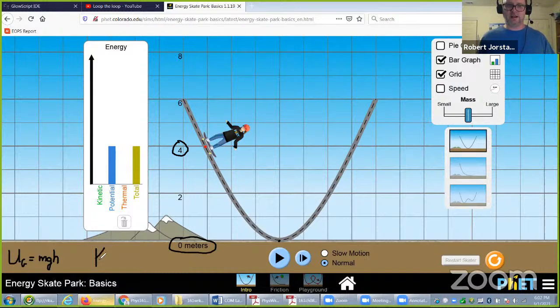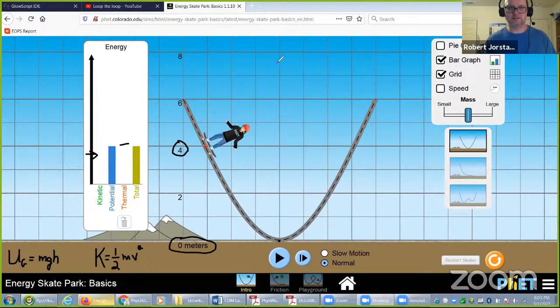If you recall, kinetic energy, does anybody remember that equation? What was that equation? 1/2 mv squared. Yeah, good. All right, so keep that in mind. So as this girl falls down, what should happen to her potential and kinetic energy? I suspect you know, but let's run it.